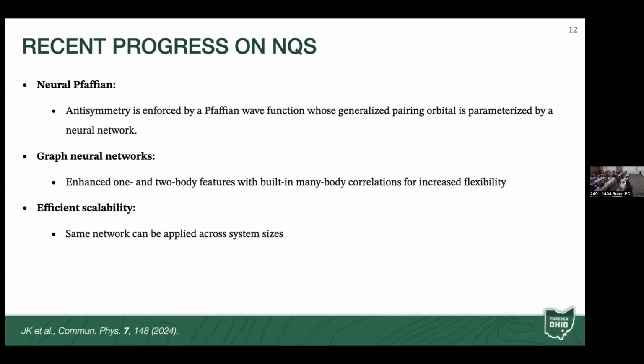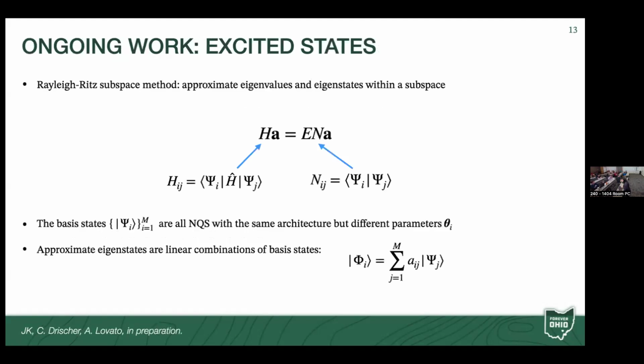With the neural Gaussian and the graph neural network, we can scale to much larger systems. We've mostly been applying all of this to ground states in different ways. One of the approaches that we've been taking lately is based on this subspace method. The idea is to take multiple neural quantum states and form a basis. We diagonalize, or solve this generalized eigenvalue problem, in this subspace.